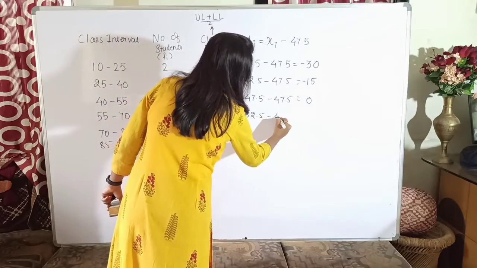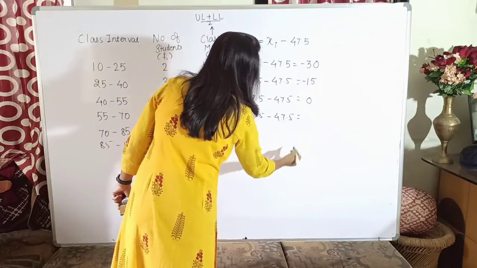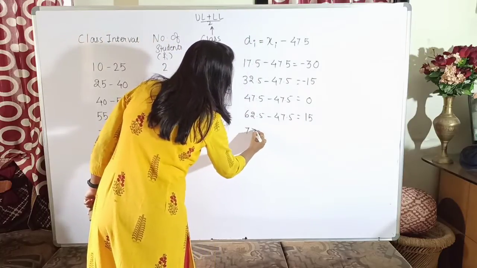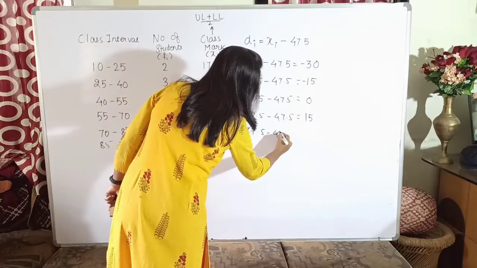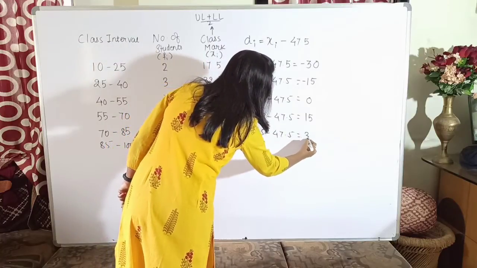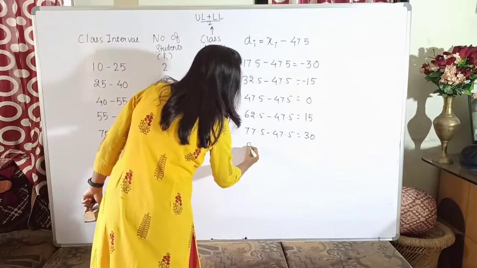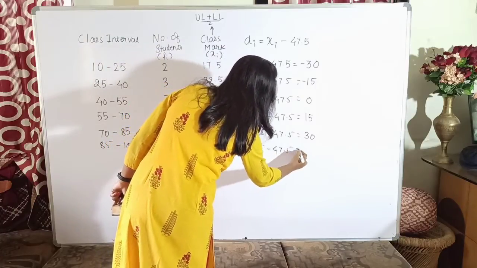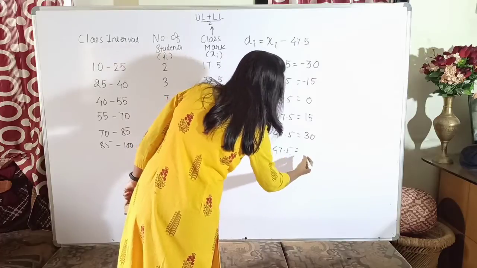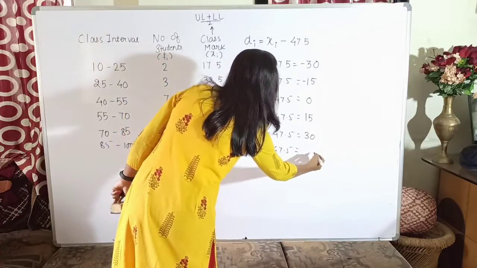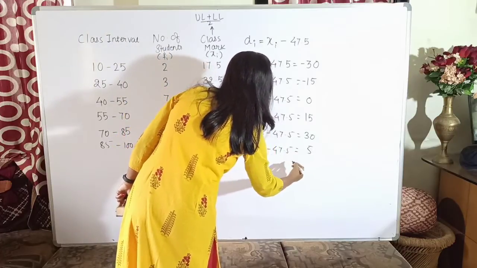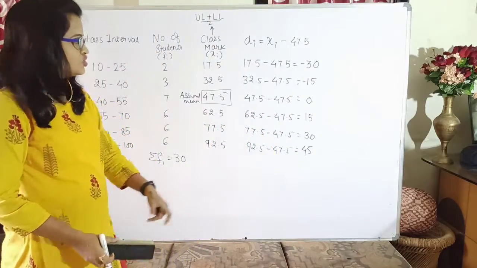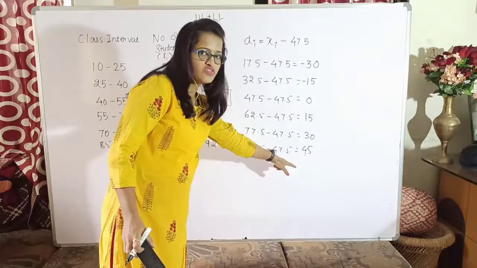62.5 minus 47.5 gives plus 15. 77.5 minus 47.5 gives plus 30, and the last one, 92.5 minus 47.5 gives 45. Okay, so these are all my deviation values.